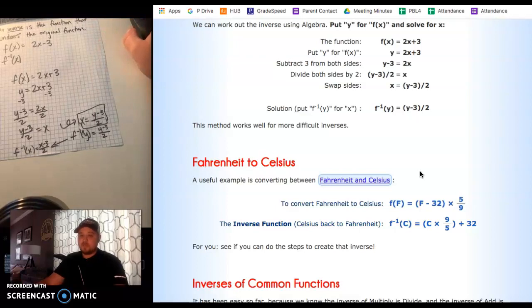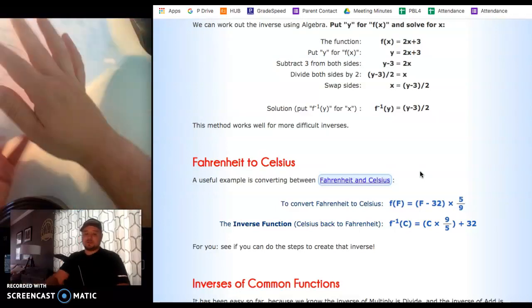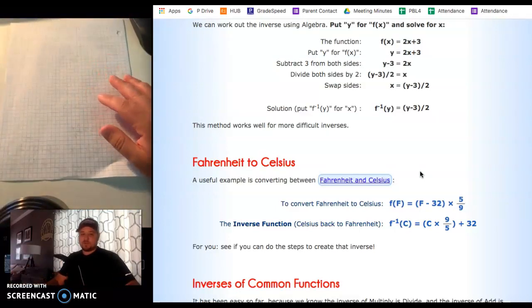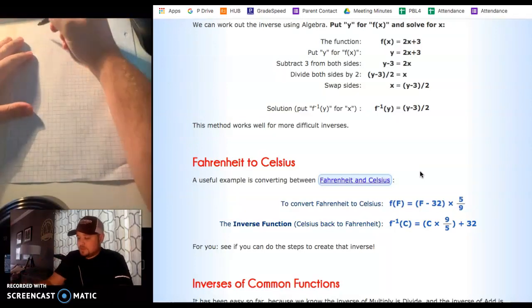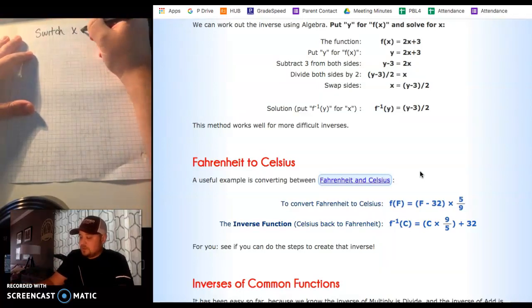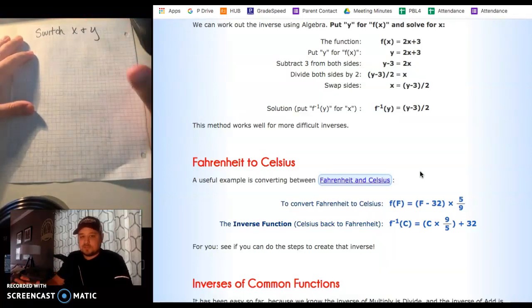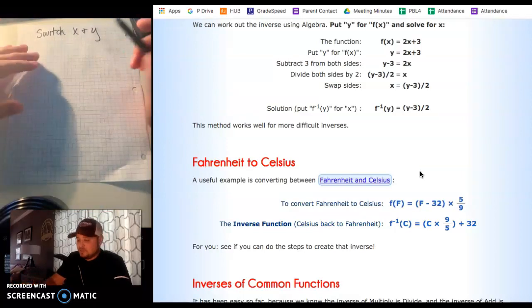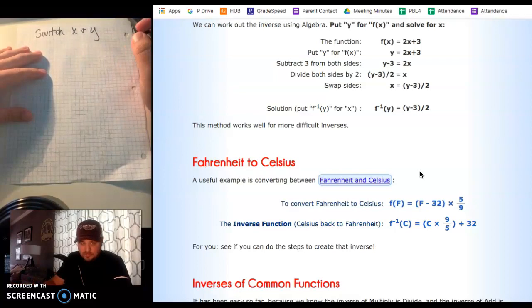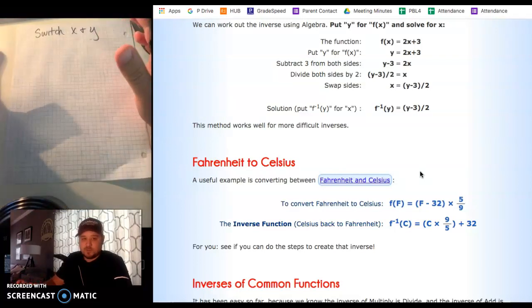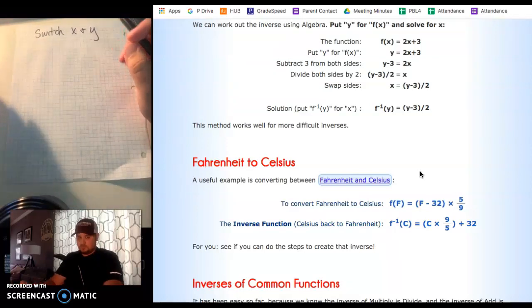The big idea we need to learn, and we're going to do one more example here, the one thing to have in your notes, is we need to switch x and y. That's our big goal. We're taking the input and turning it into the output, and our old outputs are going to become our inputs, because we're going backwards.